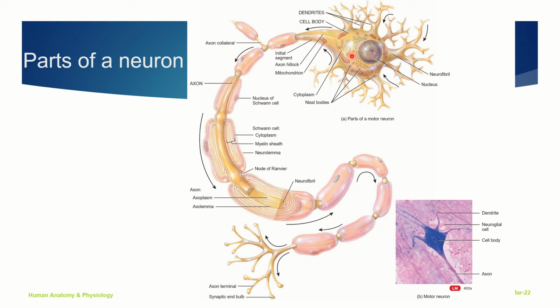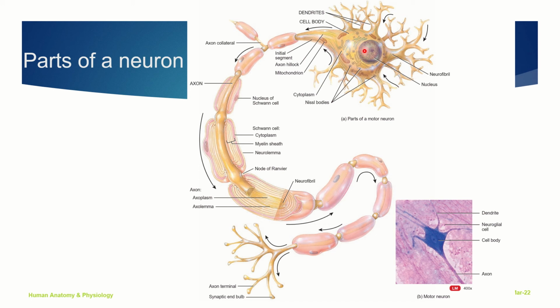This rough endoplasmic reticulum is termed Nissl bodies. Nissl bodies produce newly synthesized proteins. And they also have the ability to replace the cellular components as material for growth of the neurons, and also regenerate the damaged neurons or the damaged axons in the peripheral nervous system.